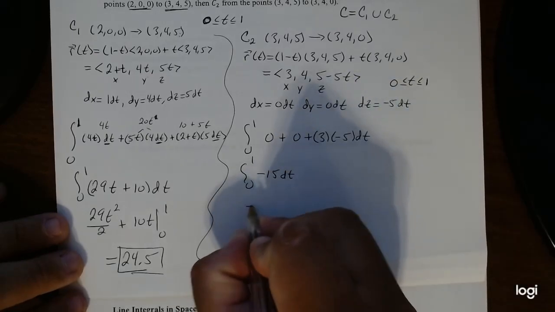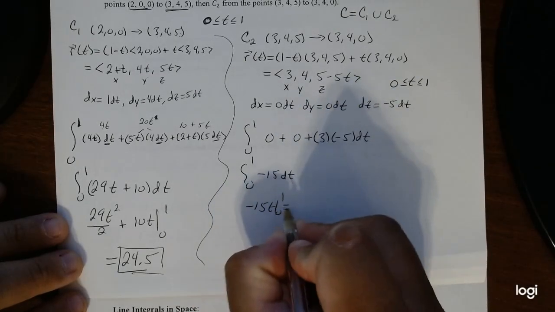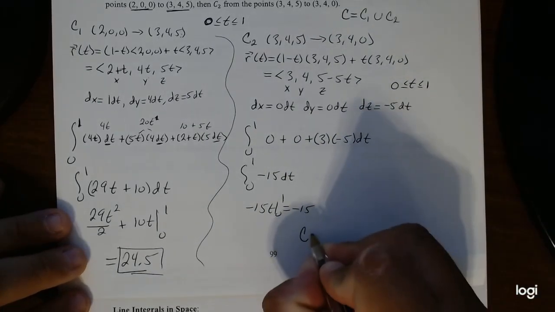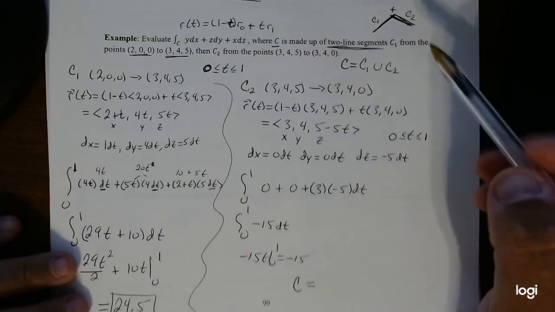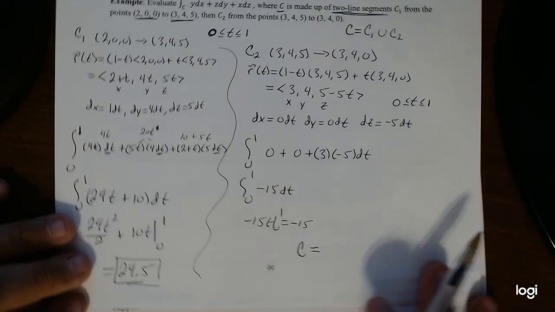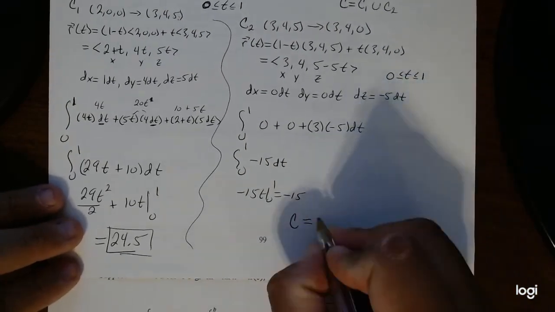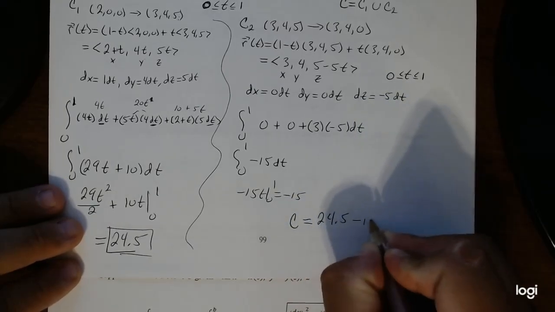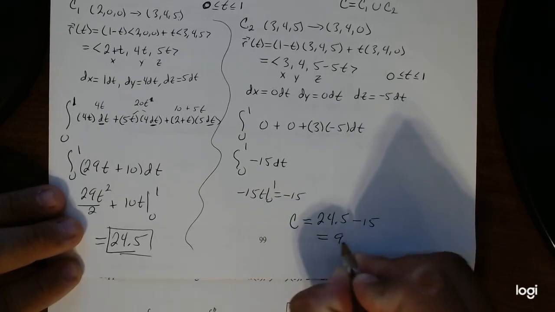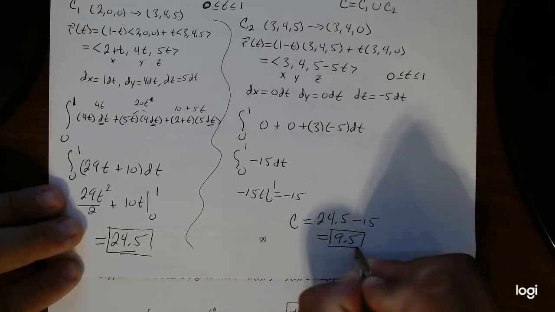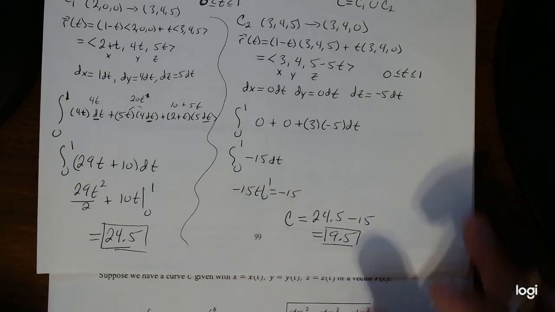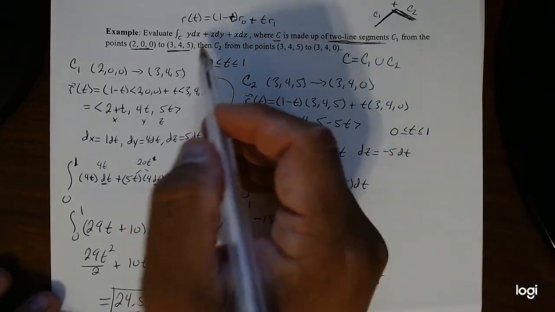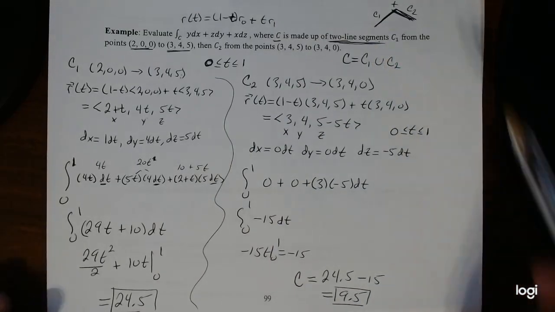So integrating this gives me that. So now the entire curve, or the entire C curve, from the first line to the second line is going to be the sum of both of them. So it'll be 24.5 minus 15, which is going to be 9.5. And there we go. And that's our complete line integral of this function over these two line segments.